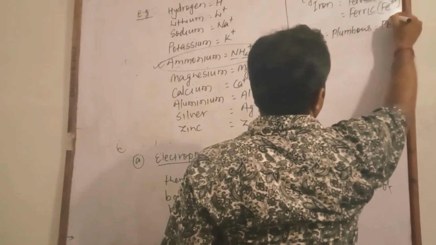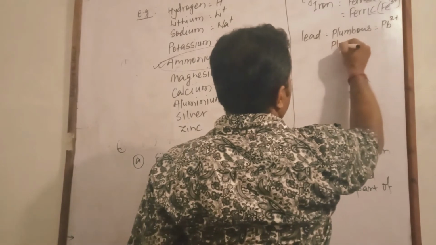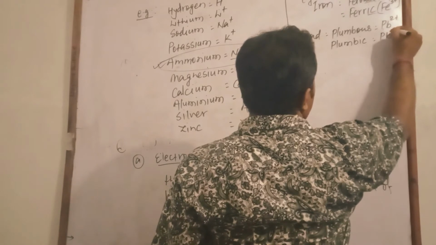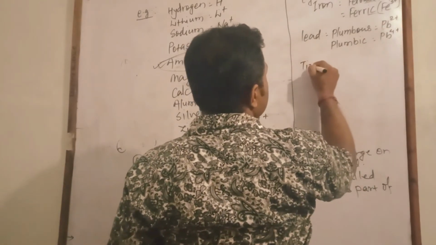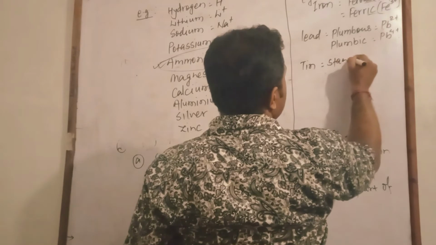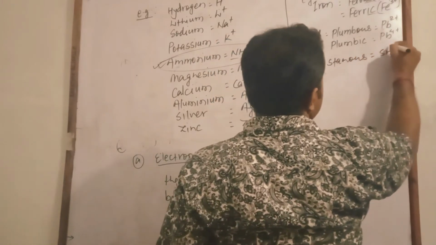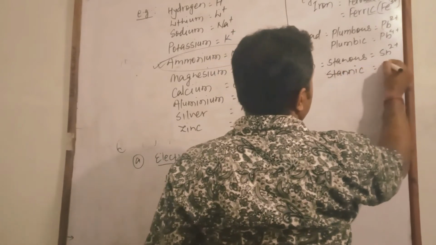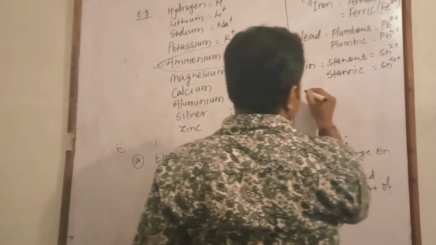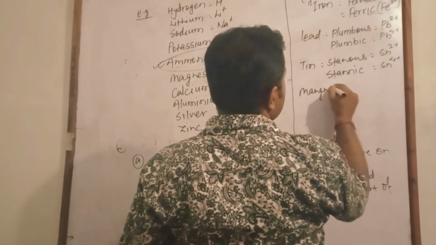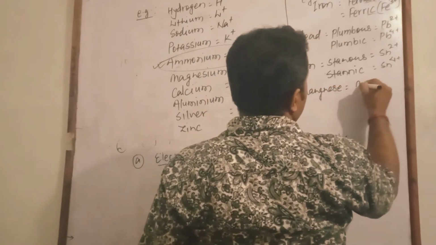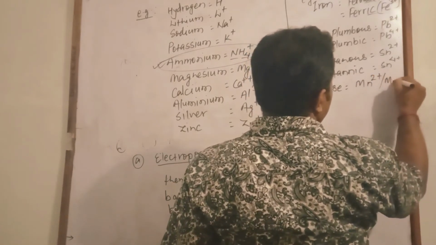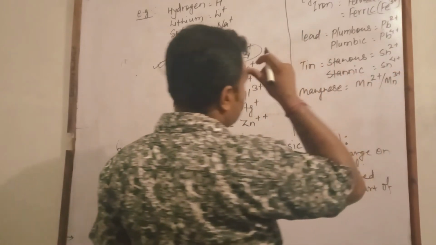plumbous, Pb2 plus, plumbic, Pb4 plus. Tin is represented by stannous, Sn2 plus, stannic, Sn4 plus. Manganese is represented by manganous, Mn2 plus, manganic, Mn3 plus.